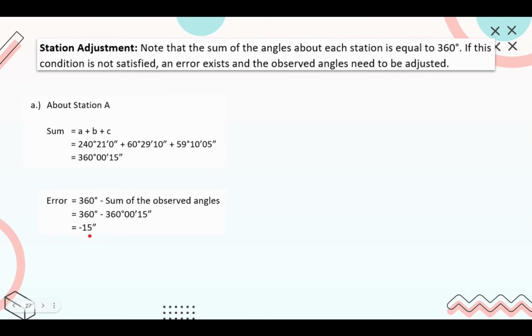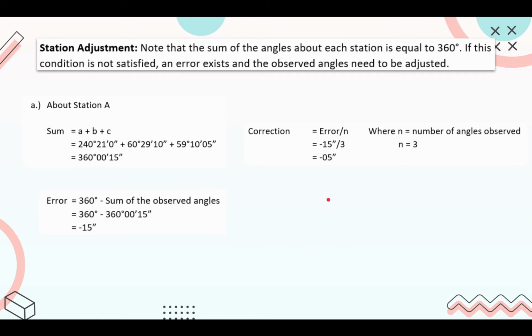We will then solve for the correction. To solve for the correction, we will divide the error by the number of angles observed, or the number of angles that are about the station. In this case, there are 3 angles about the station, which is station A. So the value of n is 3. Dividing the values, we get negative 5 seconds as the correction.